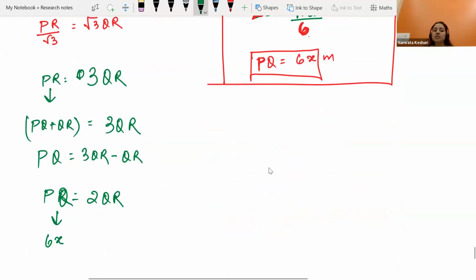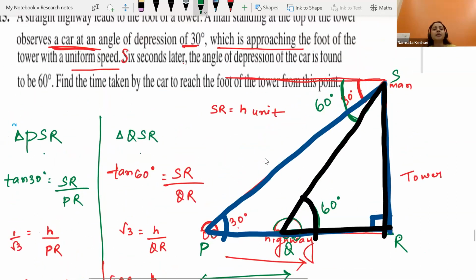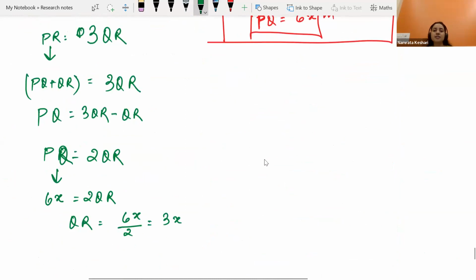So PQ is 6x, that is 2 times QR. QR is nothing but 6x by 2, that means 3x. Yes or no? QR is 3x meters, but we don't want to find QR. We have to find the time taken by the car to reach the foot of the tower. From this point Q, the car will take some time to reach the foot of the tower. From Q to R, what time is the car taking? From Q to R the distance is 3x.